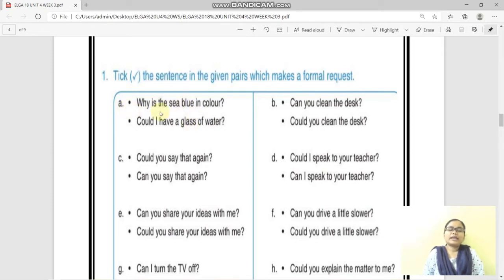Let us go towards A. Why is the sea blue in color? Sentence 1. Sentence 2. Could I have a glass of water? In these two, which do you think makes a formal request? Yeah, good. It's the second one. Could I have a glass of water? So you are supposed to tick here, children. Similarly, for the rest of the sentences, read, think and tick the answer which makes a formal request.